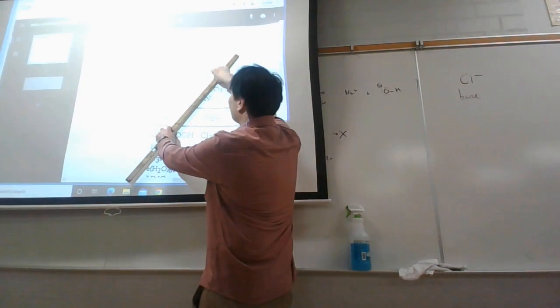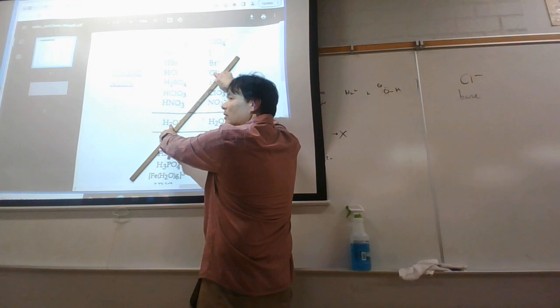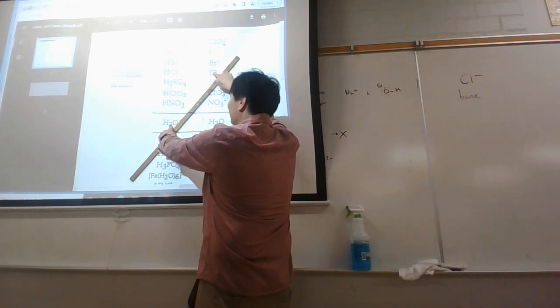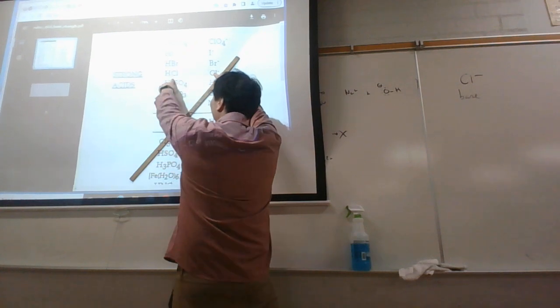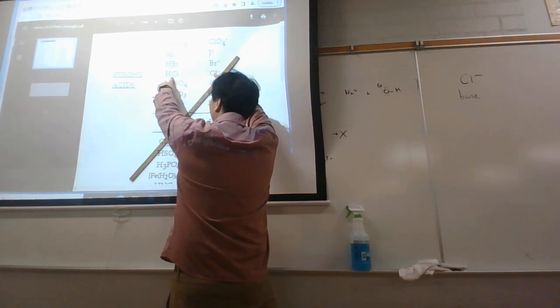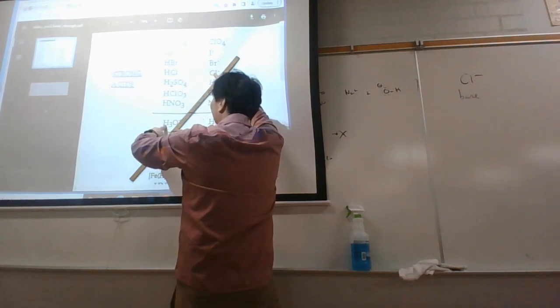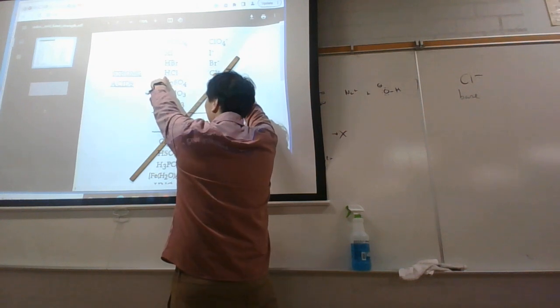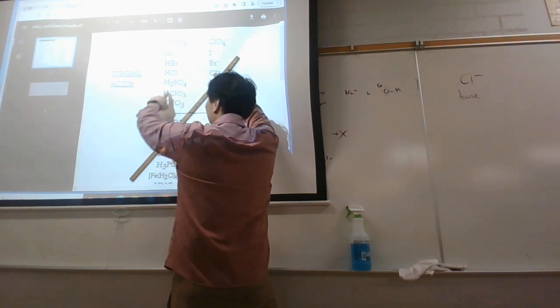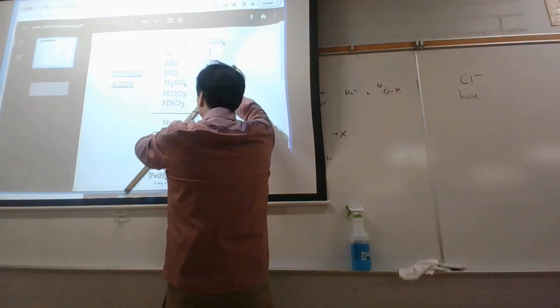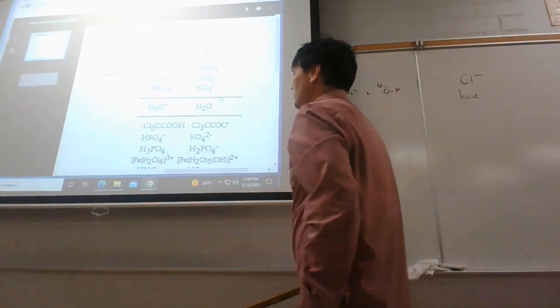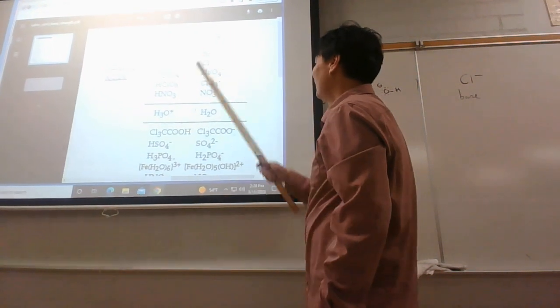So if we take chloride and react it with hydronium, is that favorable? If we take chloride and react it with hydronium, we're going to form HCl. And so are we going from stronger to weaker? No, we're going from weaker to stronger. Is that favorable? No, that's uphill. And so we don't expect any reaction there. And since all those form hydronium, then we get no reaction.